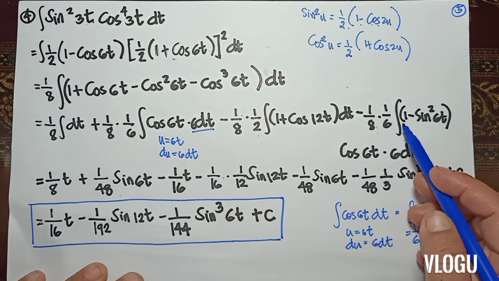4 over 3 plus 1. So you will have 1 over 7 over 3. So you will have a result, a final answer of 3 over 7 cosine 7 over 3 2w minus 3 over 26 cosine 13 over 3 2w plus c. Okay, that is now your final answer.